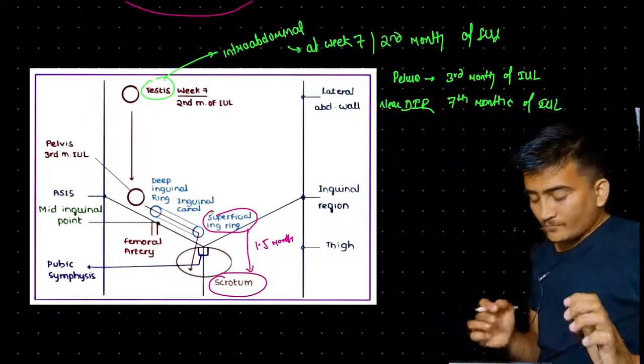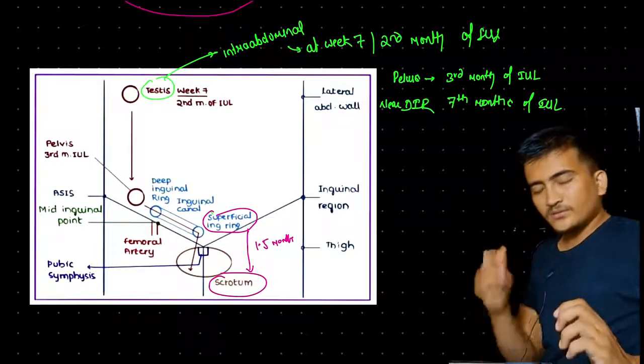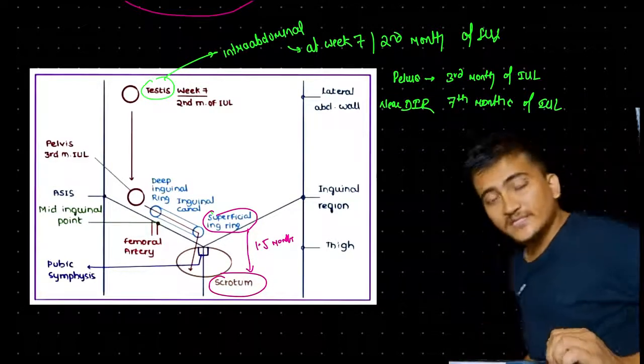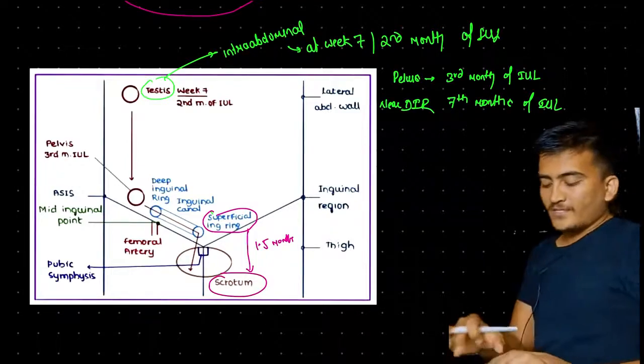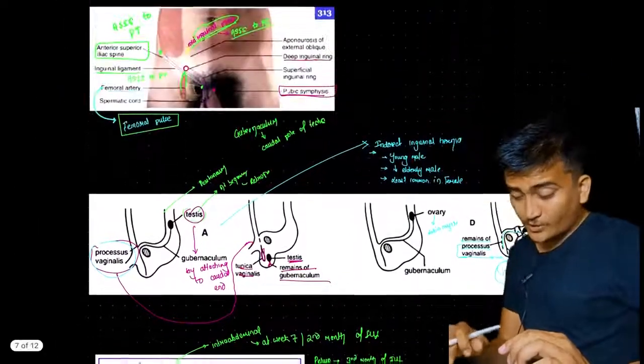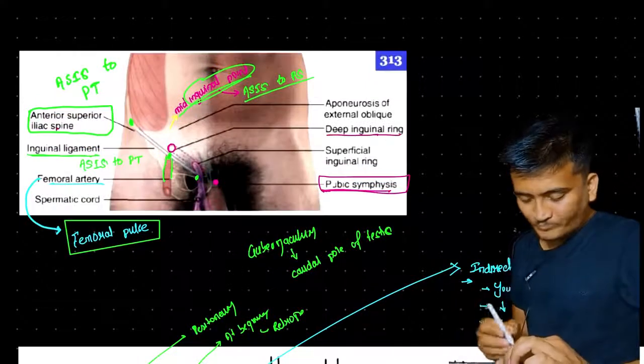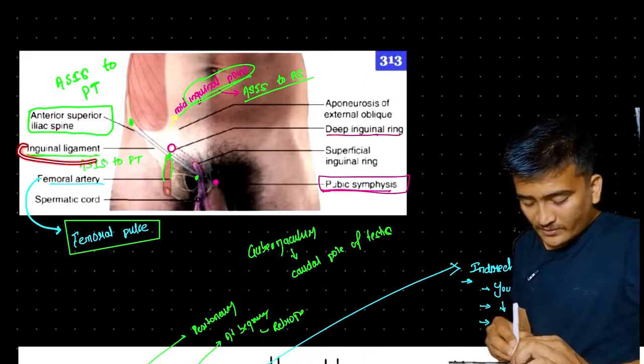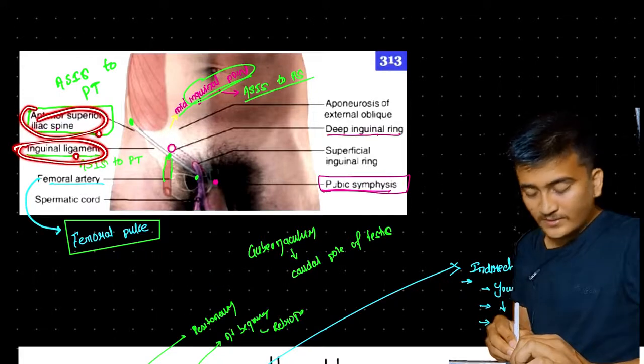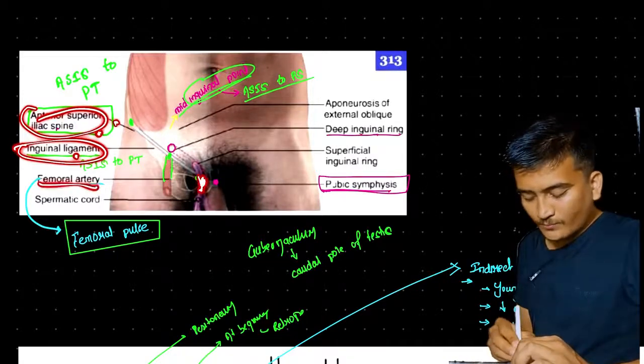Now before birth, that means at the time of birth, the testis will already have descended down to the scrotum. So what was this about? Here we talked about this diagram. We talked about the inguinal ligament and its extent, right? We talked about the femoral artery.